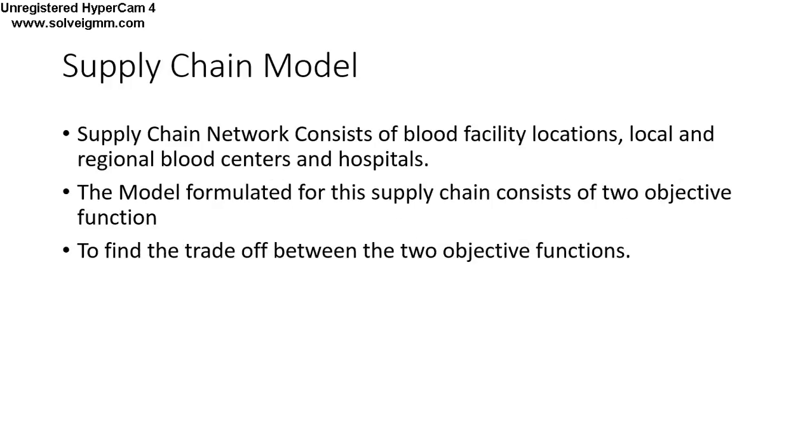Moving on to the supply chain model. The supply chain network consists of blood facility locations, local and regional blood centers, and hospitals. The integer programming model formulated for the supply chain consists of two objective functions to find the trade-off between the two objective functions.